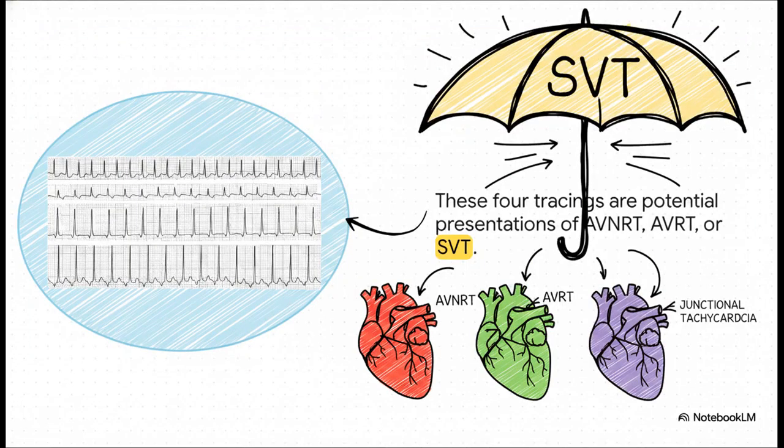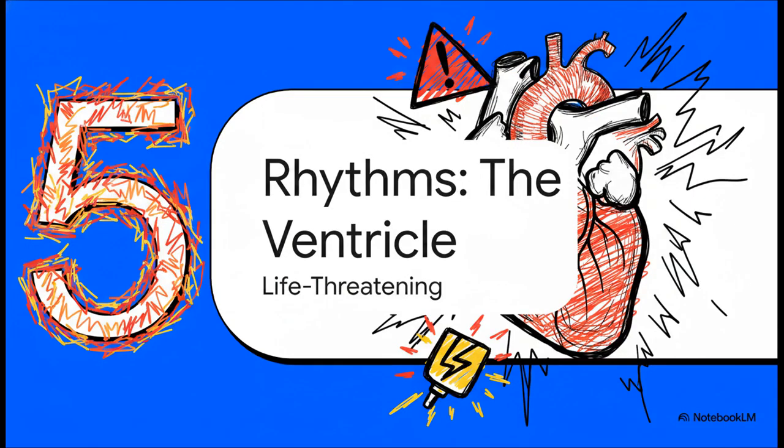And this slide really highlights the problem we face in the clinic. If you look at these 4 strips, they all show a fast, regular, narrow beat tachycardia. But their underlying causes, whether it's AVNRT, AVRT, or something else, are totally different. On the surface ECG, though, they can look identical, and that is exactly why we so often use that umbrella term, SVT.